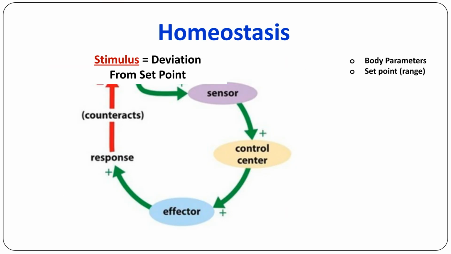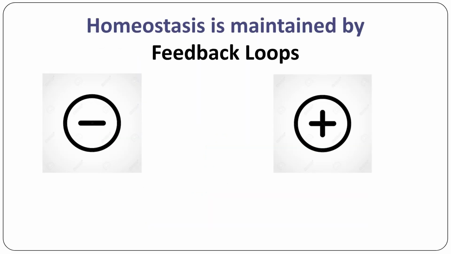Homeostasis is the body's process of maintaining stability. It relies on a set point, where a stimulus representing a deviation triggers a response that works to counteract that change. Homeostasis is maintained through feedback loops. These are regulatory mechanisms that help the body return to its internal balance.